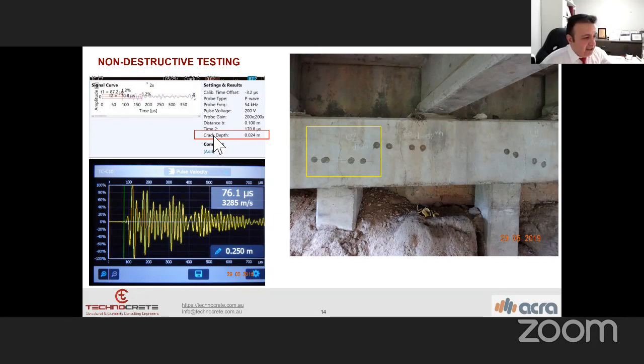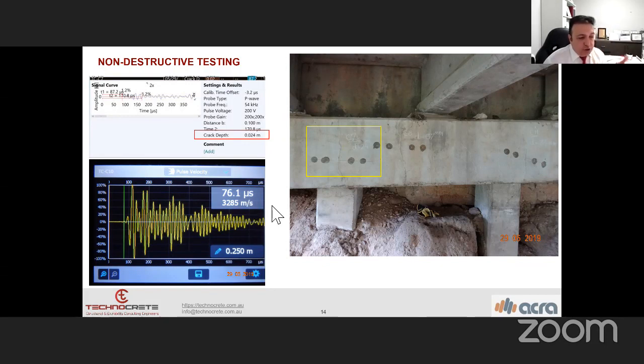Then, as you can see here, the crack repair is like 24 millimeters, which is the actual one you can see. And with the ultrasonic test, we can obtain the quality of the concrete. For example, the left-hand side bottom shows 3,285 meters per second of the wave velocity, sound velocity.